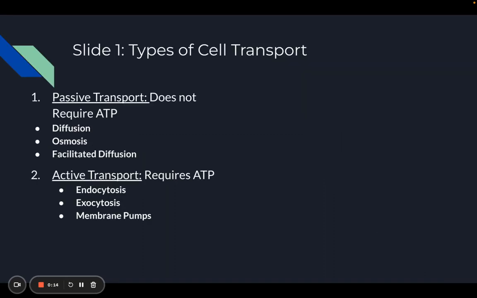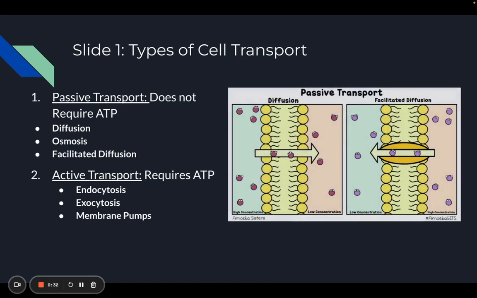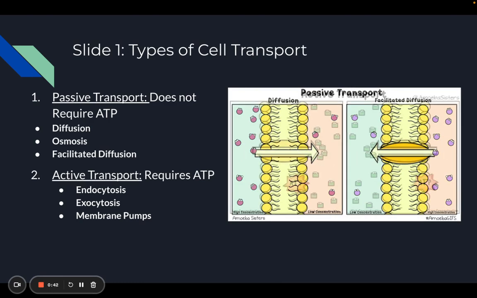There are two forms of transport that we will talk about, passive transport and active transport. Passive transport does not require any cellular energy or ATP. Examples of passive transport are diffusion, osmosis, and facilitated diffusion. You can see two of our examples of passive transport on the right side of the slide. This is where solute is moving from a high concentration to a low concentration using no energy.